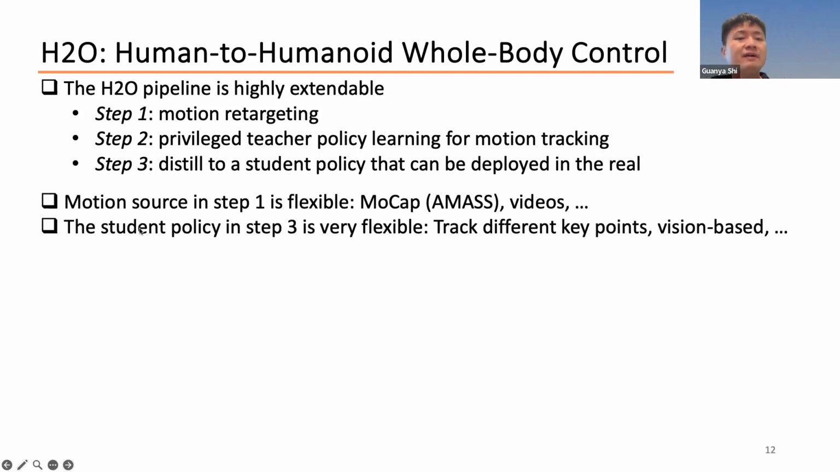Each of these steps is very extendable. For example, in step 1, we can change the motion source from mocap to videos, right? We can learn from videos, egocentric videos, or other different videos. And the student policy in step 3 is also very flexible. We can ask the student policy to track different key points, or we can change it to vision-based.